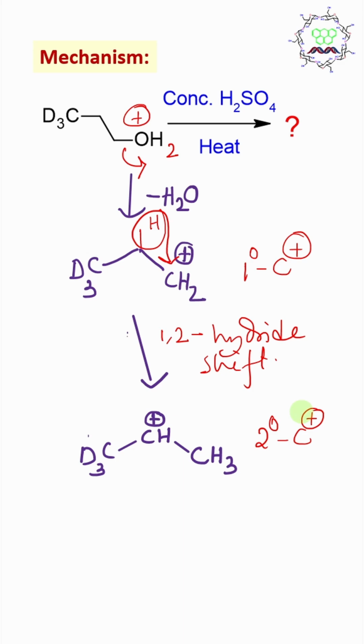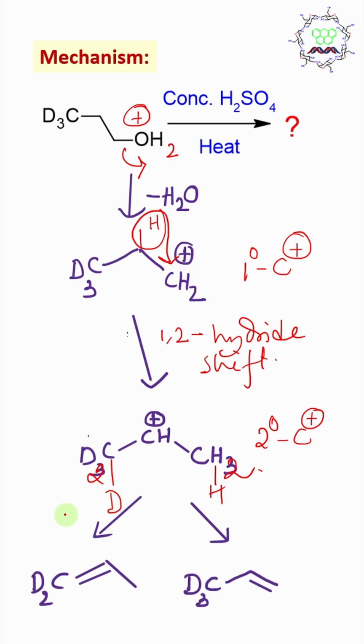Now obviously what can happen? This positive charge could be neutralized by an elimination reaction. From here one hydrogen can come out, or from here one deuterium can come out. From the left, you can expect loss of D plus, meaning deuterium plus, to produce this alkene, and on the right, loss of H plus, meaning proton elimination, happens to produce this alkene. So we shall get a mixture of these two products.